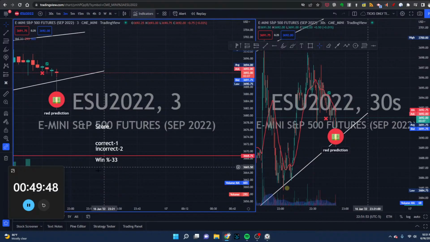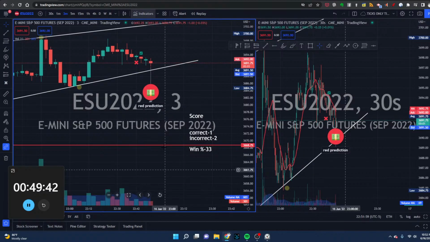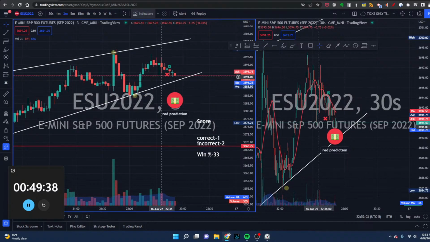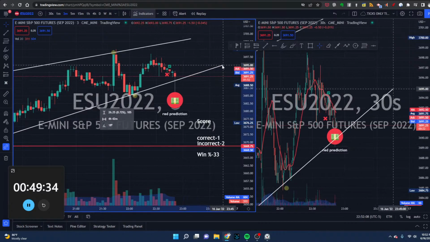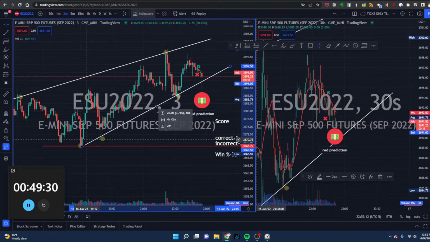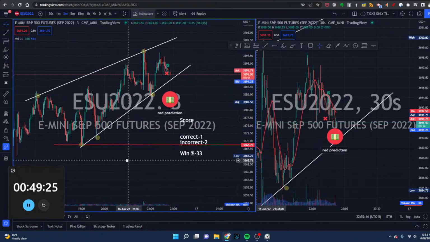Getting a lot of dojis here. A lot of indecision, but there's no volume in any of these. It's kind of lazy right now. But we're red until we touch this at least. You see we've touched 1, 2, 3 times. So this is definitely validated right here.